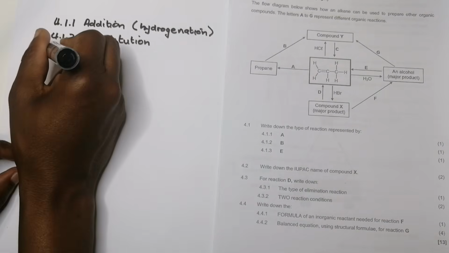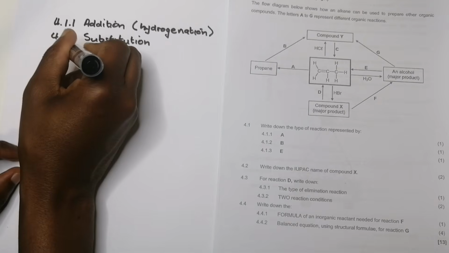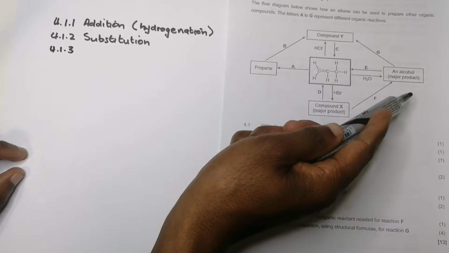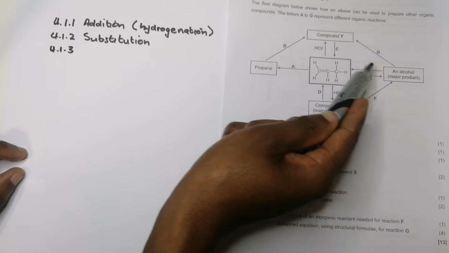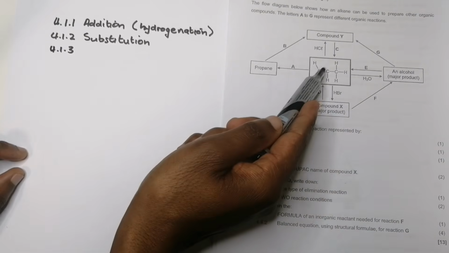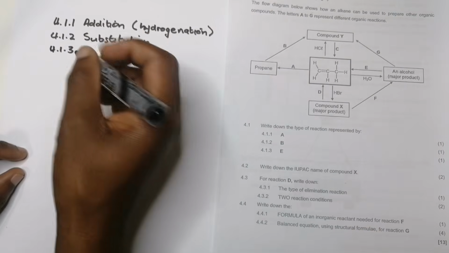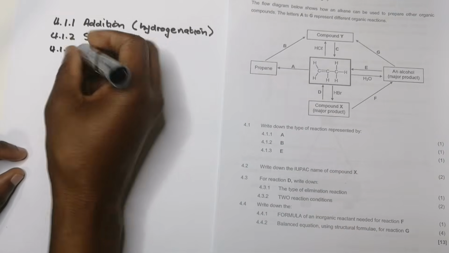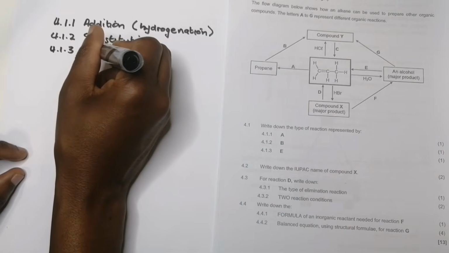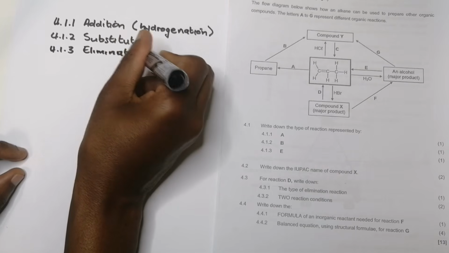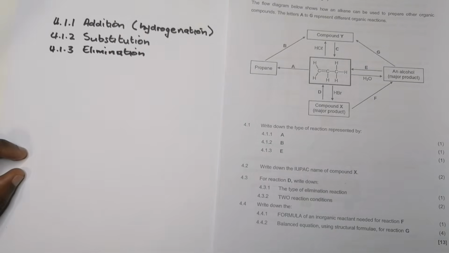All right, and then 4.1.3, reaction E, which is that reaction there. We are moving from an alcohol to an alkene. In this case you are eliminating H2O, so it would be an elimination reaction. Elimination. Right, I hope that you are still with me.